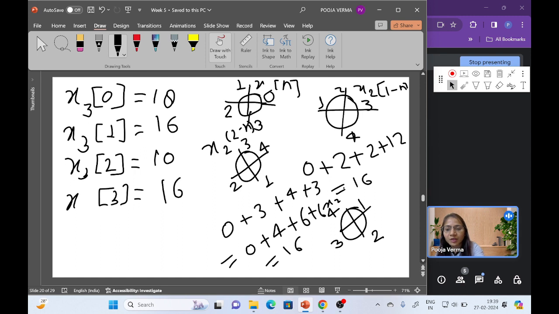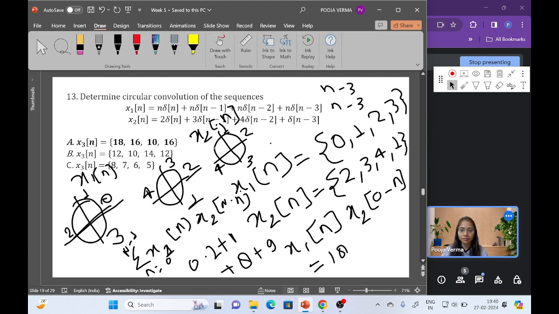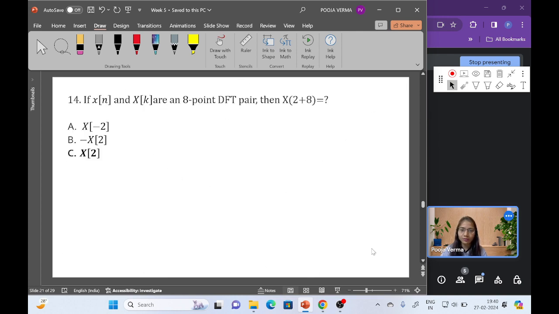So what sequence will we get? x3 of n, we get 18, 16, 10, 16. Okay, so these are the sequences: 18, 16, 10, 16. So what will be the correct answer? Option A is the correct answer: 18, 16, 10 and 16. Okay, so have you got how to solve this question?